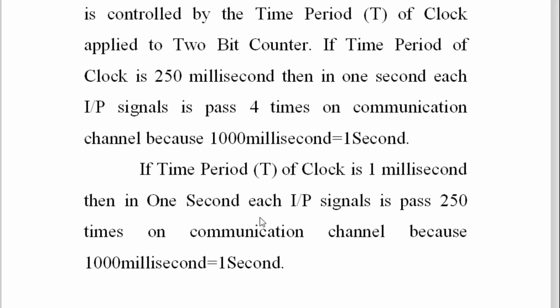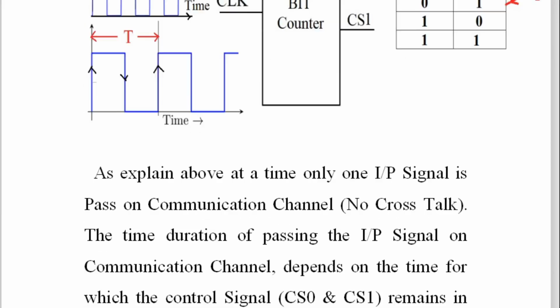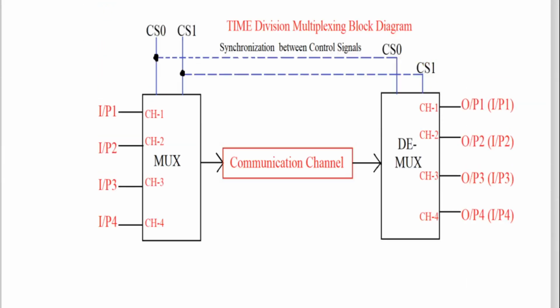In 1 second, each input signal, that is the information signal, passes how many times? 250 times on the communication channel, because the time is only 1 millisecond, the increment of the counter is very fast, and 1 millisecond is very little time. The frequency will come to 1 kilohertz. Therefore 1000 millisecond is equal to 1 second, and 250 times each information signal is passed on that communication channel. How many times? 250 times in 1 second.